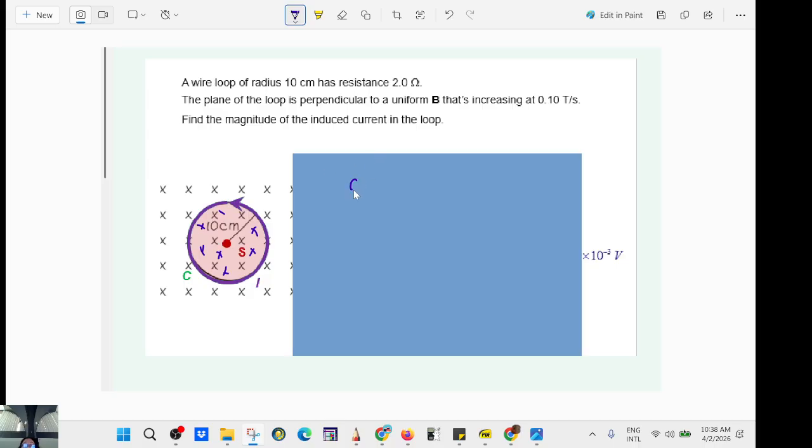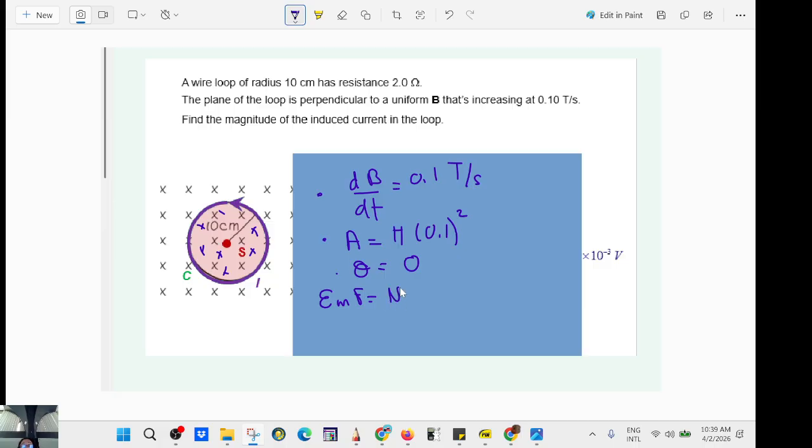So what is given? We see that dB over dt is 0.1 Tesla per second. You have to look at the unit. Tesla per second means it's a rate. It's not just a magnetic field, it's a rate. There is a time. What else do we know? The area we know: it's going to be pi r squared. Perpendicular, so theta equals 0. So we can find the EMF induced.